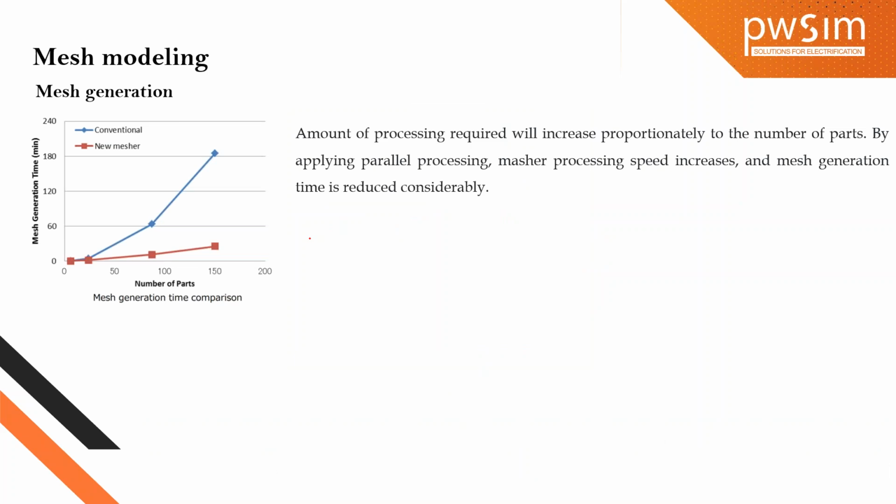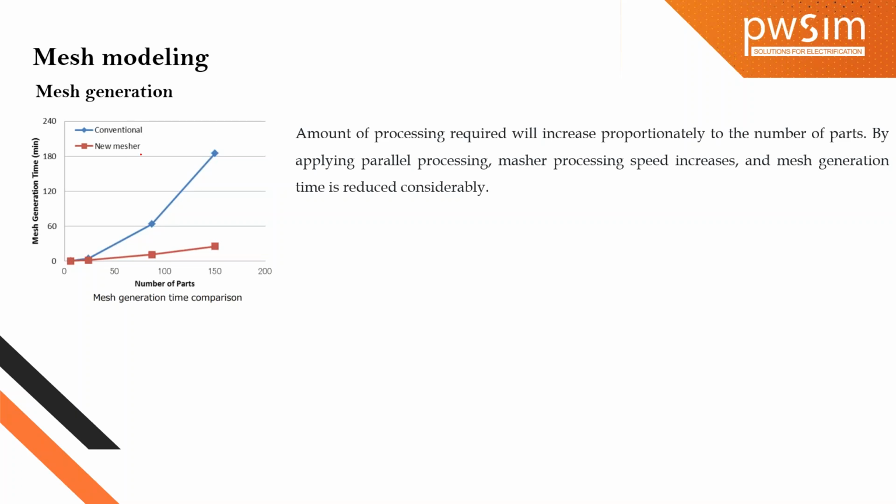So also the mesh generation technique has been improved in the latest version of JMAG. Earlier, on the x-axis we have defined the number of parts, and on the y-axis the mesh generation time in minutes. So the conventional one is taking almost 180 minutes to generate mesh for 150 parts.